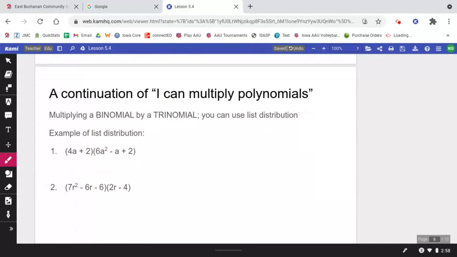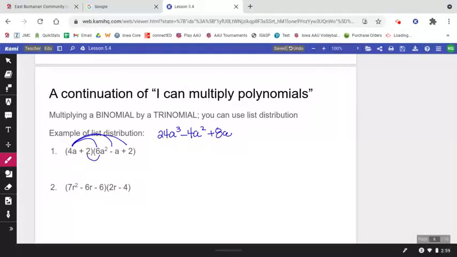We are next going to multiply a binomial times a trinomial, and we're going to use list distribution. So as we are distributing, we're going to make a list of like terms so that when we go to combine our like terms, they'll be easy to find. So 4a times 6a squared is 24a to the third. This would give me -4a squared and 8a.